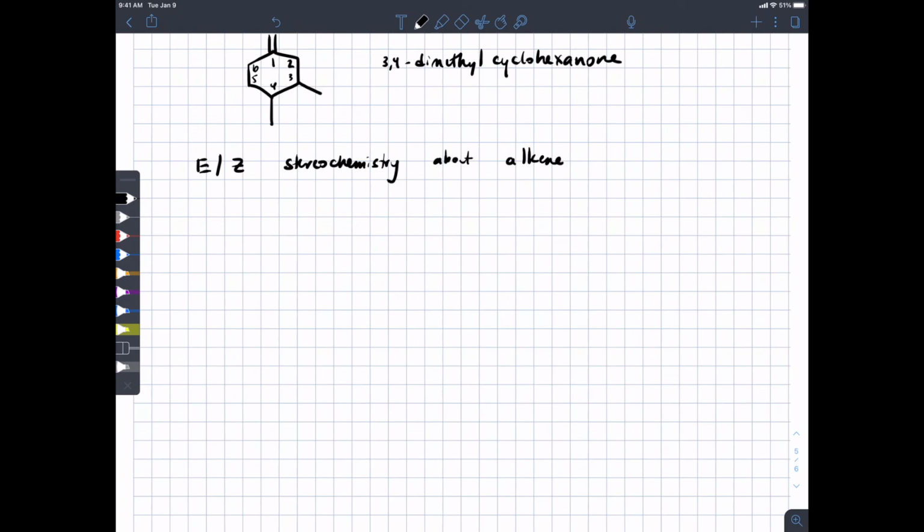So, as we mentioned before, rotation is restricted about carbon-carbon pi bonds. And the reason for this is that you have to basically break the pi bond and destroy the side-to-side overlap between p orbitals on the carbons that are involved in the alkene.